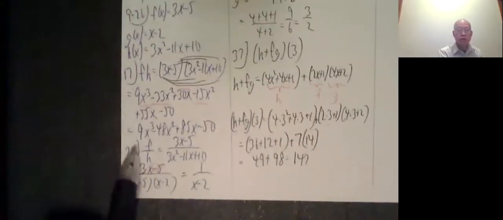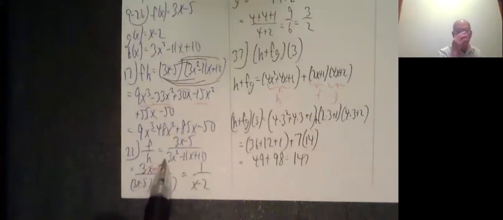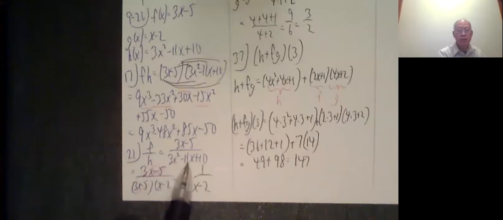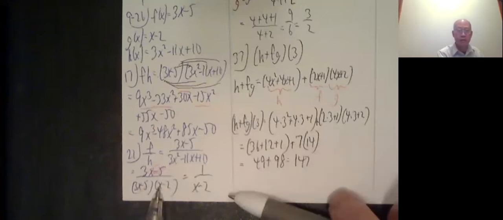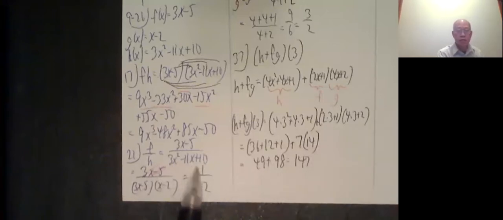21, f divided by h, well, 3x minus 5 over 3x squared minus 11x plus 10. Okay, you can actually do more. We know that this came from 3x minus 5, x minus 2. That's something called factoring, which we'll be doing a lot more of later. But this is 3x minus 5 times x minus 2. These would cancel out. So the best final answer is 1 over x minus 2. But for now, I would accept this as an answer.